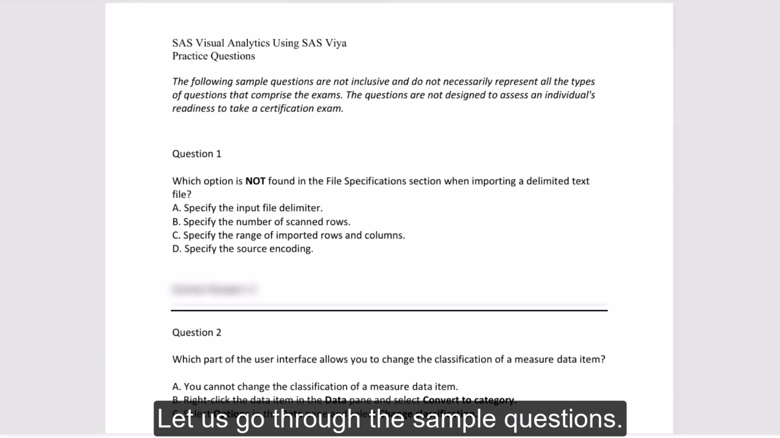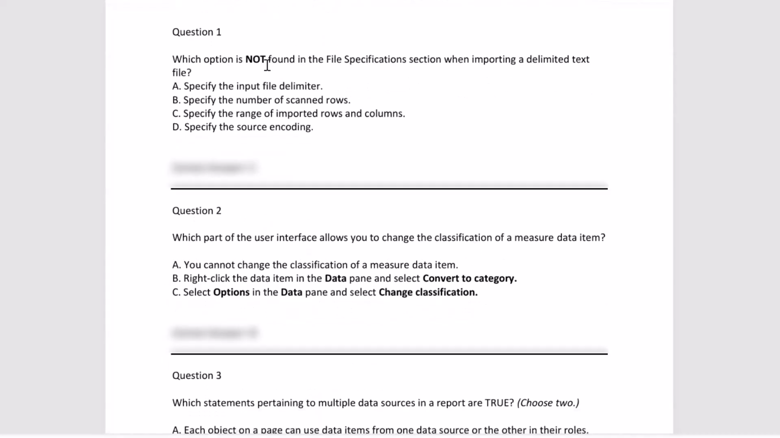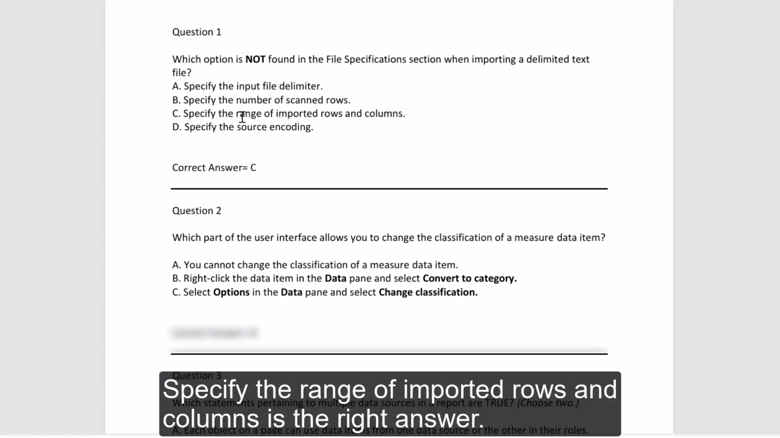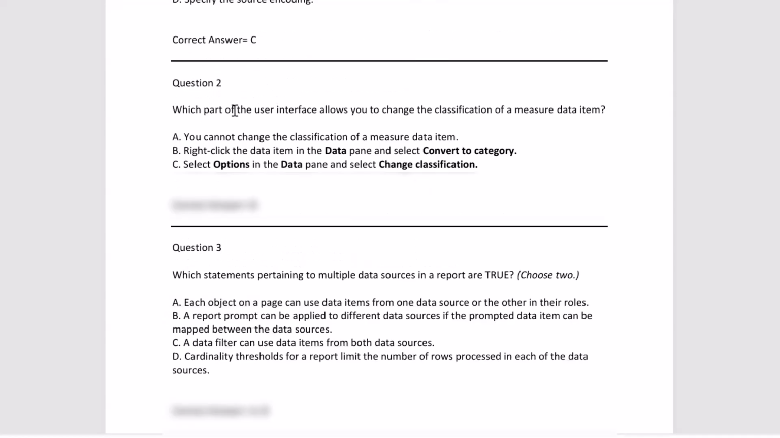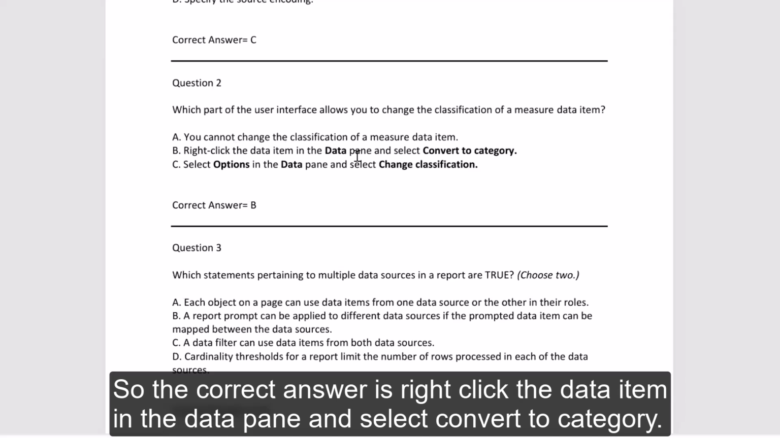Let us go through the sample questions. Which option is not found in the file specification section when importing a delimited text file? Specify the range of imported rows and columns is the right answer. Question 2. Which part of the user interface allows you to change the classification of a measure data item? The correct answer is right-click the data item in the data pane and select convert to category.